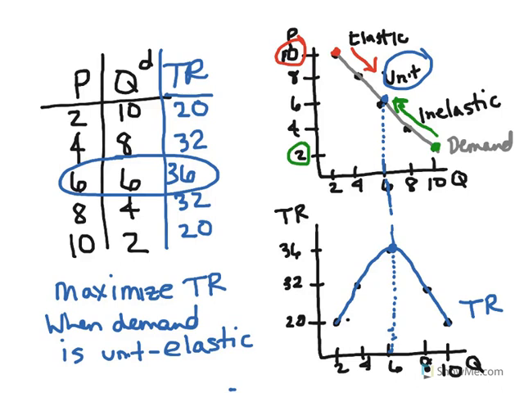Therefore, if you do the math and you come up with a number greater than 1, that means demand is elastic, you should lower your price. If you do the math and you come up with a number that's less than 1, that means demand is inelastic, you should raise your price.